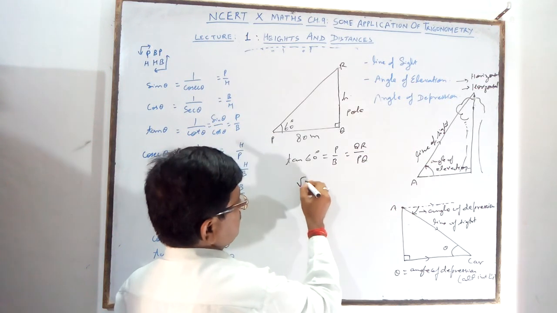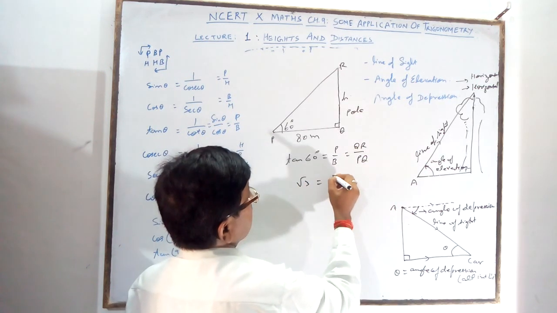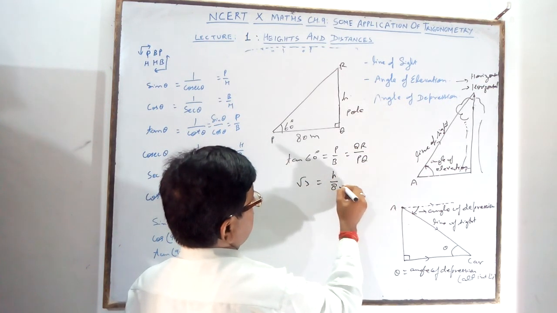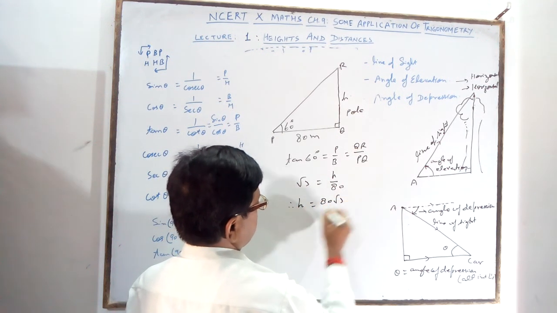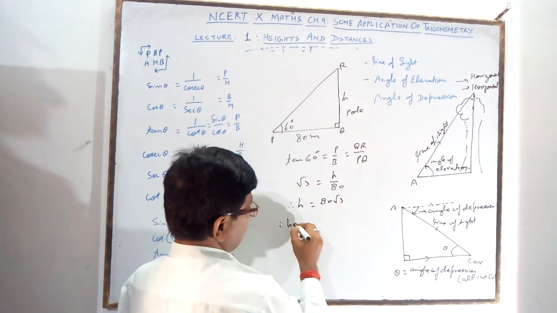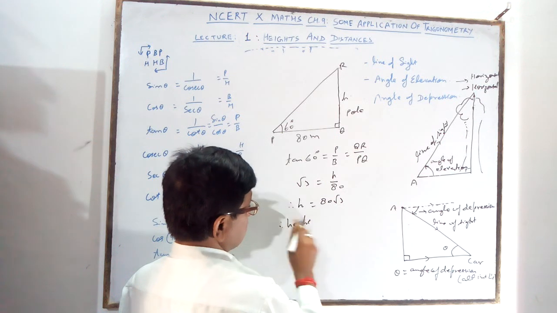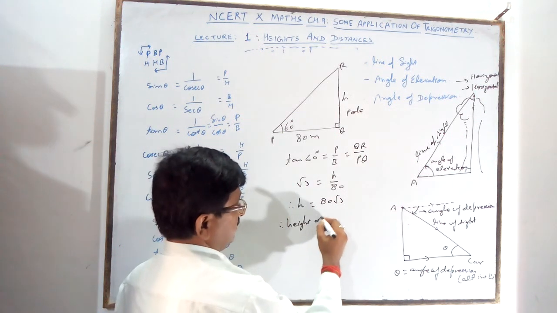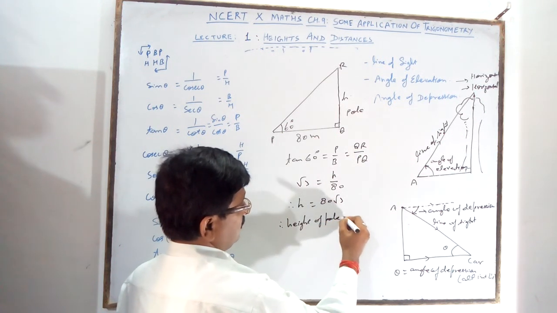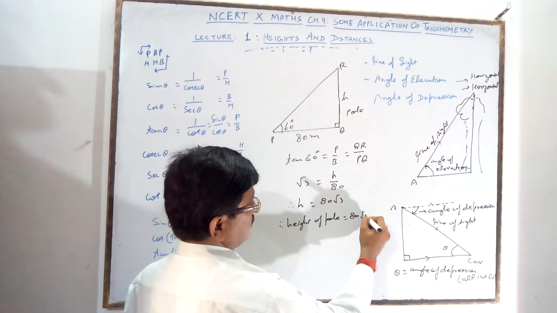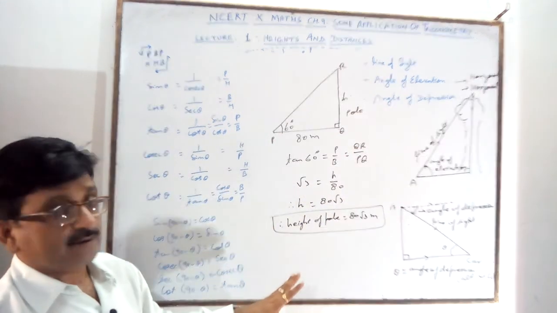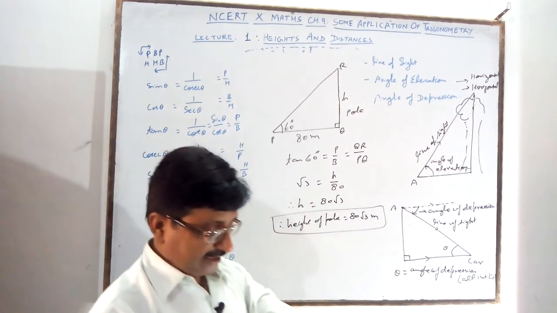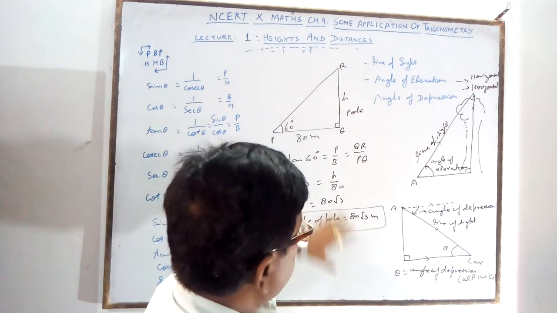So tan 60 is root 3 and it is h upon 80. Therefore height is equal to 80 root 3. So you write the statement in statement form, not just h. Height of pole is equal to 80 root 3 meter. It is your answer. Very simple. It is one question which I am telling you.